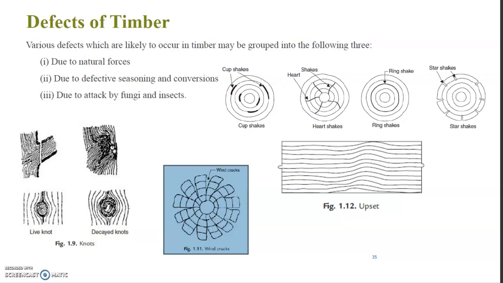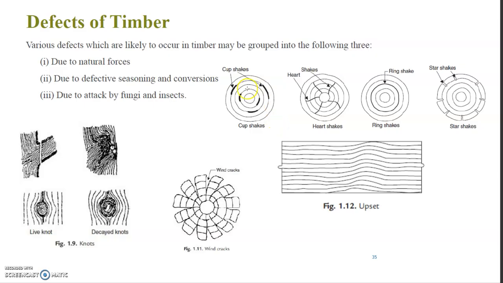Remember we have seen the cross section of exogenous trees in the previous videos. That is a perfect example of a cross section, but certain trees may show this kind of cross section also. Those visible cracks are called wind cracks. And the surface of the tree itself may have undulations, ups and downs. That is called upset.